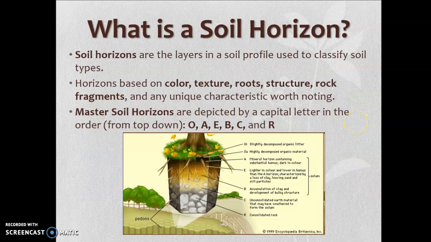So a soil horizon is the layer in a soil profile that's used to classify soil. It's based on the color, the texture, the roots, the structure, and the rock fragments, and anything else that might be worth noting within that section. Master soil horizons are depicted by a capital letter. From the top down, we have O, A, E, B, C, and R, and each of those refers to different characteristics that you would find.